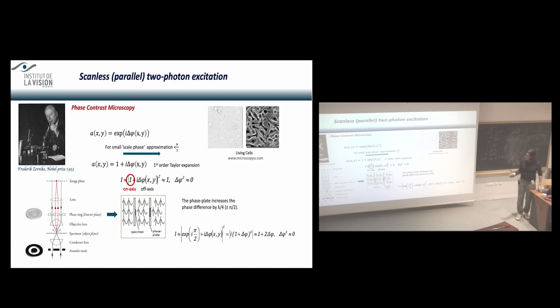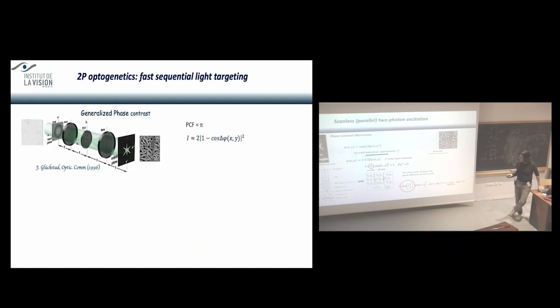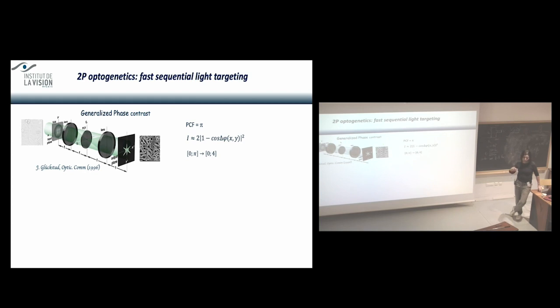What do we do with this in optogenetics? A few years later, Jesper Glückstad developed the formalism for what he called the generalized phase contrast method, finding the conditions under which you can build up this interferogram for a phase object imposing an arbitrary phase shift. So we are no longer restricted to a small phase shift; it can be as big as you want.